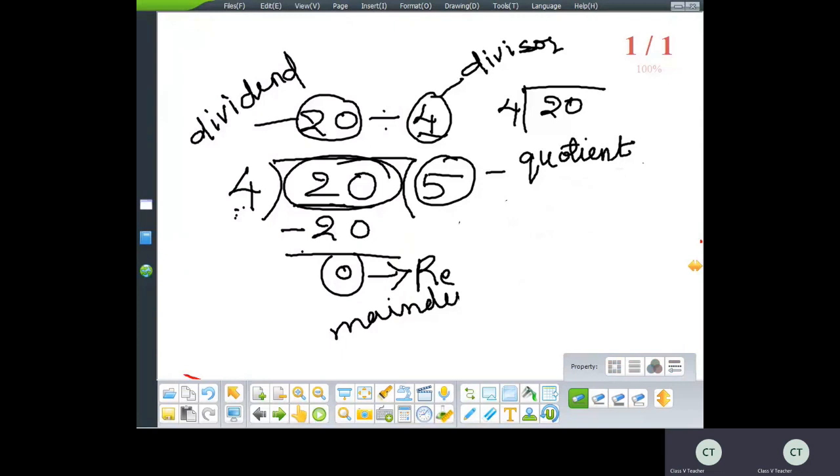Now let us do the same type of thing for a 3-digit number. This was a 2-digit number. Let us first do it for a 3-digit division. Okay, children, let me go on with this in the next class. So the formula is dividend equals divisor into quotient plus remainder. I'll make you thorough with this formula in the next session.